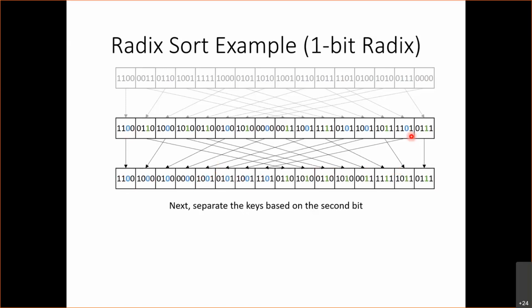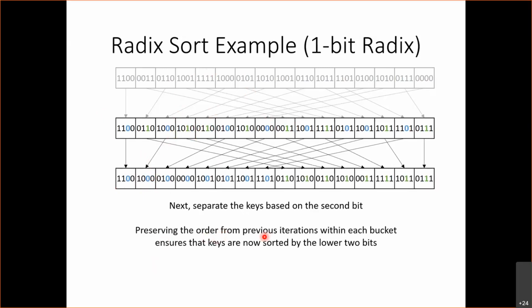So the order of the elements inside of this bucket is the same as the order of the elements in the original array, meaning that the first element that had a second bit of zero came first here. The second element with the second bit being zero came second. The third element with the second bit being zero came third, right? We can't take this element and put it here and then take this element and put it before it. And the reason is that if we did that, we would mess up the order that we got from the previous iteration. The previous iteration sorted the array by the first bit. Now the second iteration sorts the array by the second bit while preserving the order from the first iteration. And what that does is ensure that the keys are now sorted by the lower two bits.